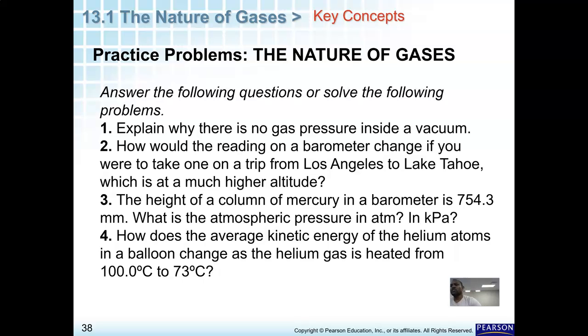All right. So these are the areas where you have to critically think and do these practice problems. Answer or solve the following questions. Read each of these questions and try to answer them. And once you answer them, you will go to your Schoology.